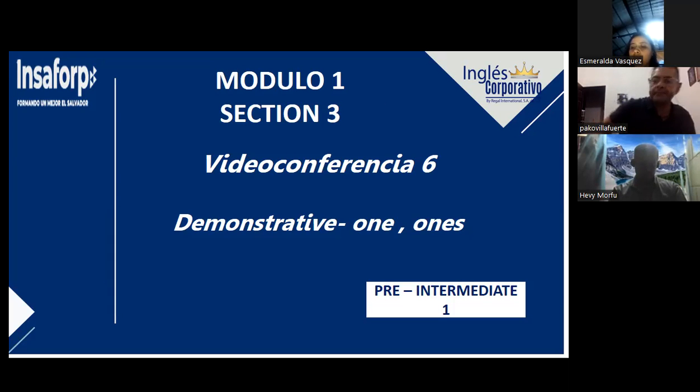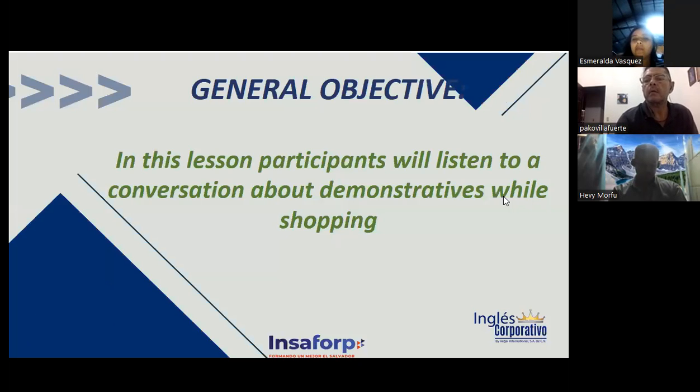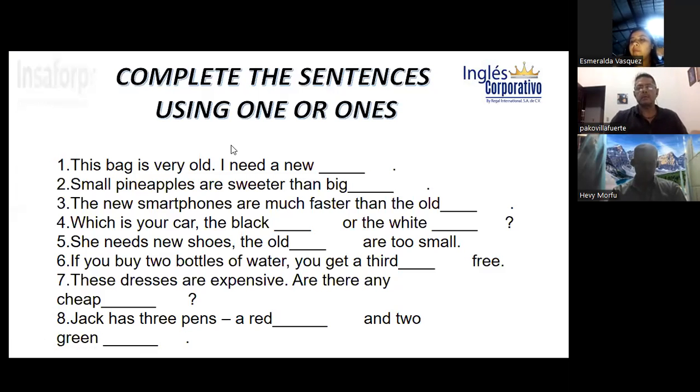All right, so let's begin with this class. We have the first exercise that I want you to help me to develop. It says, complete the sentences using one or ones. So we have to select if we use one or ones. If the word is singular, we use one. And if the word is plural, you say ones. So let's begin. You can also write one or ones, and then we will work together and you will give me the answer. I will give you 2 minutes to complete it.